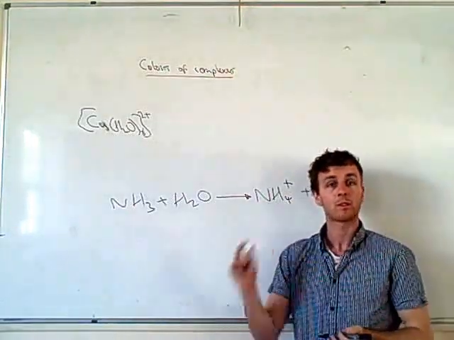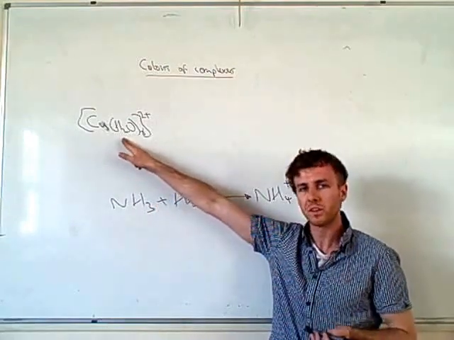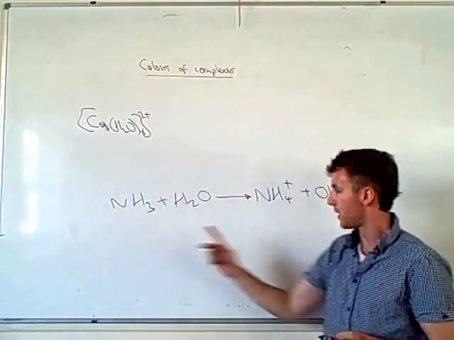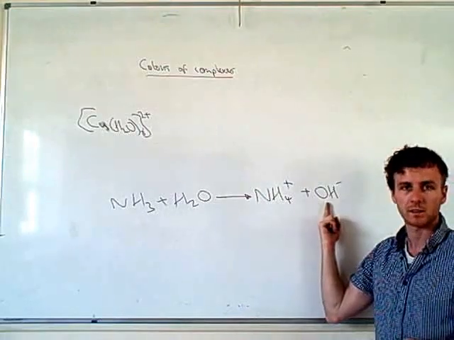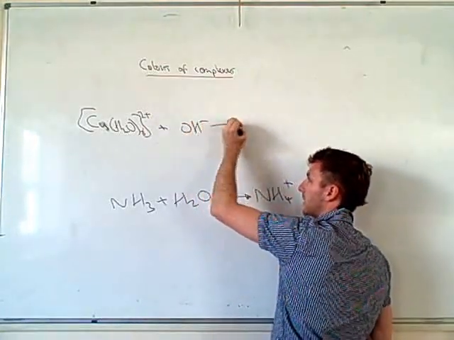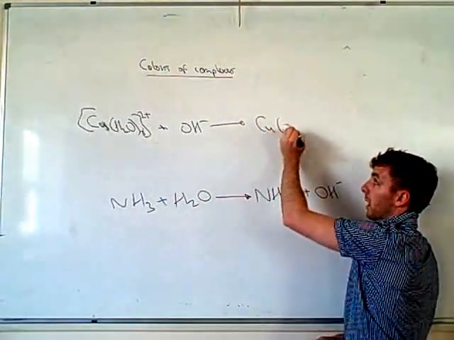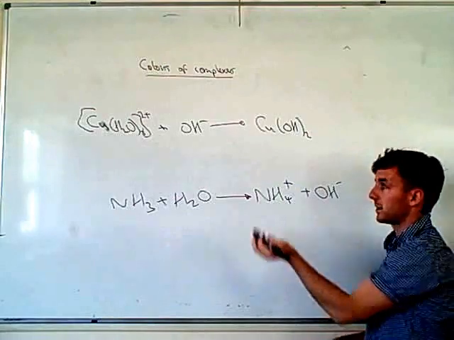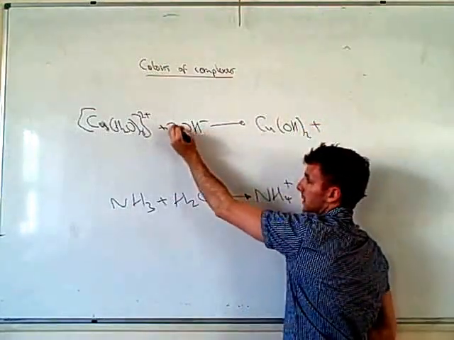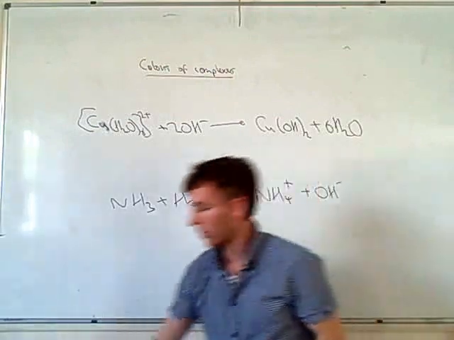So if I was to add a small amount of ammonia, your hexaqua copper wouldn't actually react with ammonia, it would react with your OH-, like the equation we just did. So I would get copper and OH- making copper hydroxide, a blue precipitate. Let's not forget to balance it. So that would be my first equation.